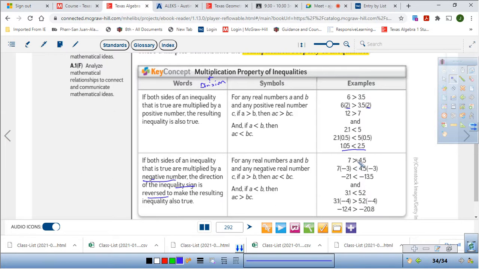So you see how this one's true right here. See how 7 is greater than 4.5, and I multiply it by -3 on both sides. We have to switch the inequality around. We have to. You see from here to here. And this is true. This part is true.